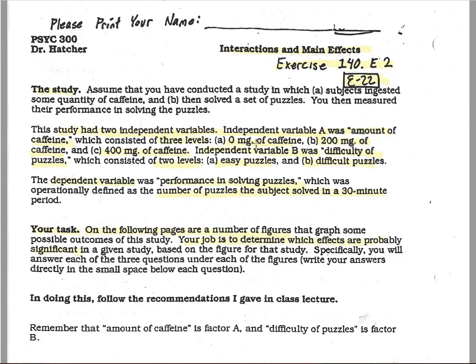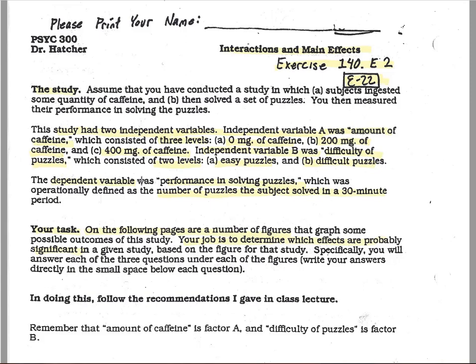For what it's worth, this is like drinking no coffee. This is like drinking 1 big cup of coffee. This is like drinking 2 big cups of coffee. So factor A is amount of caffeine. You have a second independent variable in your study. Independent variable B is difficulty of the puzzles. It consists of 2 levels. Half of your people solved easy puzzles, the other half solved difficult puzzles.